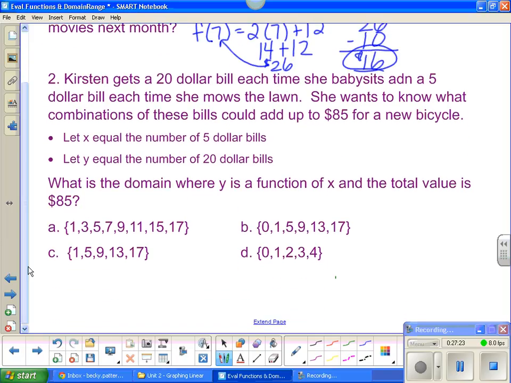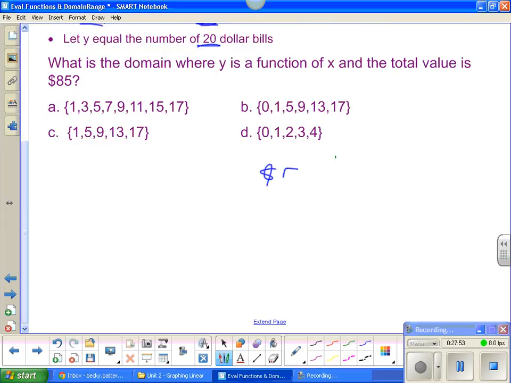Kristen gets a $20 bill each time she babysits. And $5 bill each time she mows the lawn. She wants to know what combination of these bills could add up to $85. Okay, so we're not coins anymore, we're dollar bills. So she wants $85. She's going to let x equal her $5 bills. Those are the ones we're interested in, but the rest has to be made up of 20. So I've got $5 bills and $20 bills. We are interested in these, and I want to earn $85.